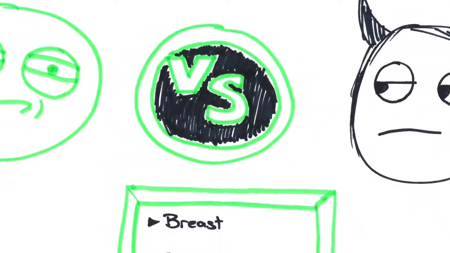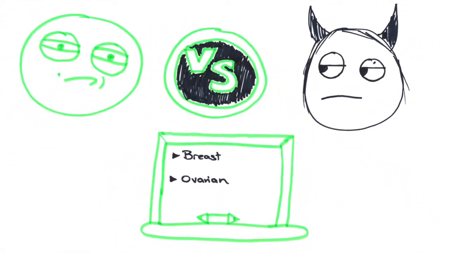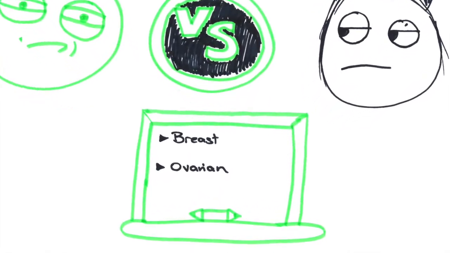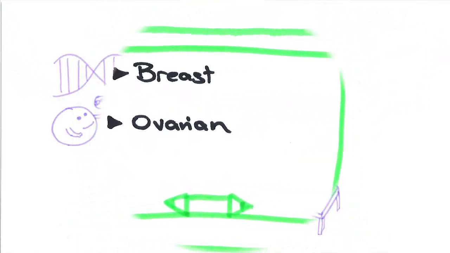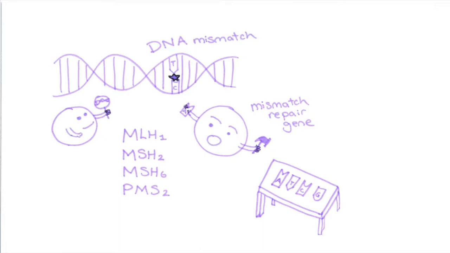BRCA genes are highly responsible for breast and ovarian cancers due to germline mutations or sporadic mutations by methylation. DNA mismatch repair genes such as MLH1, MSH2, MSH6 and PMS2 are genes responsible for repairing DNA mismatches during cell replication.